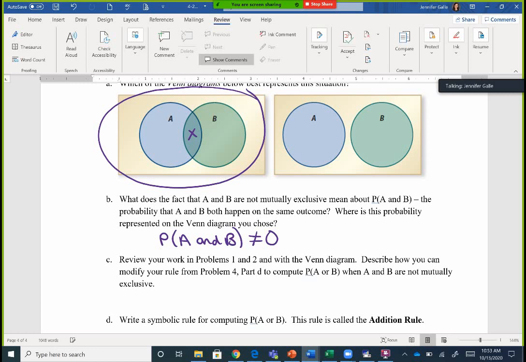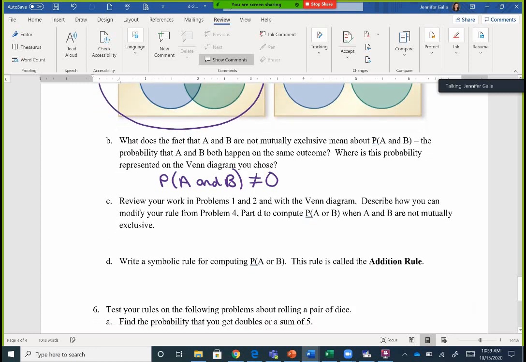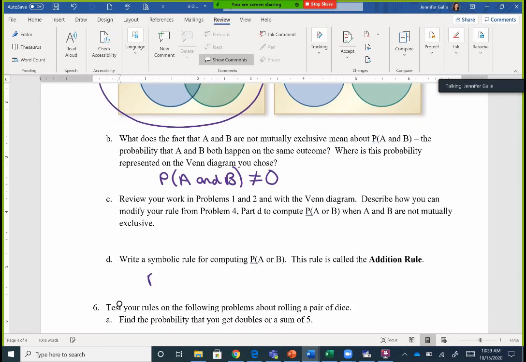All right, so we have to think about those double counts. So if we want the probability of A or B, and they are not mutually exclusive, we still add the two together. But then what do we need to take out? Yeah, when they both happen. Those double counts, when they both happen. So the probability of A and B happening at the same time.